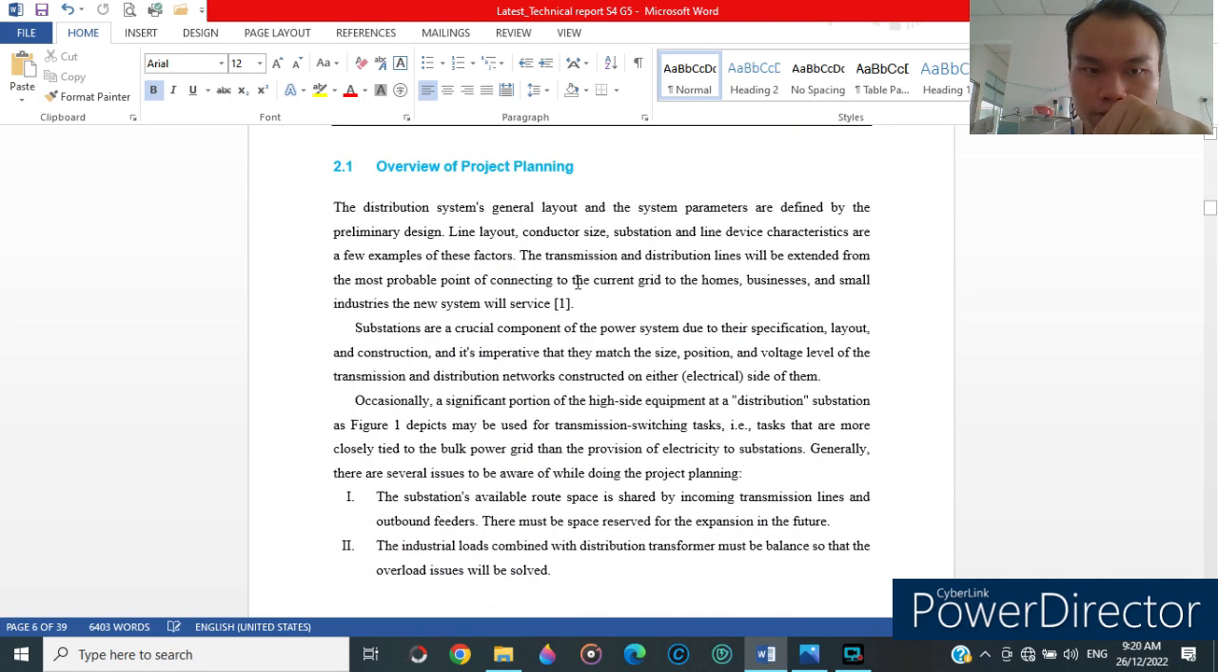Today I'm going to do a presentation on the project methodology of industrial loadings. For our distribution system general layout that we are going to take care of in the preliminary designs, there are a few factors that are taken care of, which are terminal sizing, cable sizing, single diagram layout, and line device characteristics.